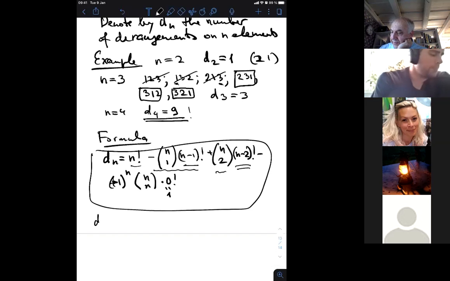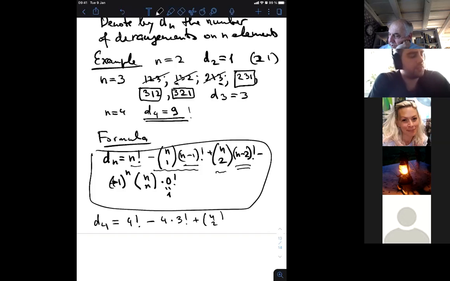Okay, so d4 would be 4 factorial, minus 4 times 3 factorial, plus 4 choose 2 times 2 factorial, and minus 4 choose 3 times 1 factorial, and finally plus 4 choose 4 times 4 factorial times 0 factorial.